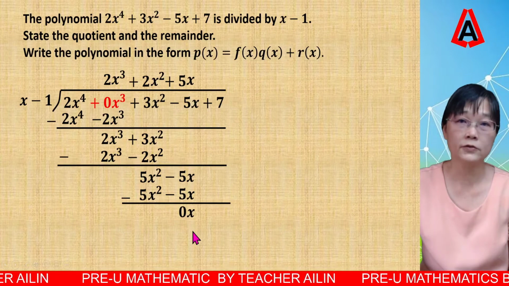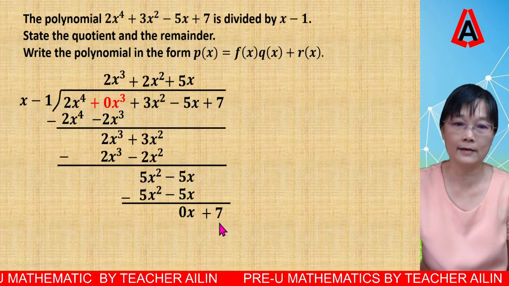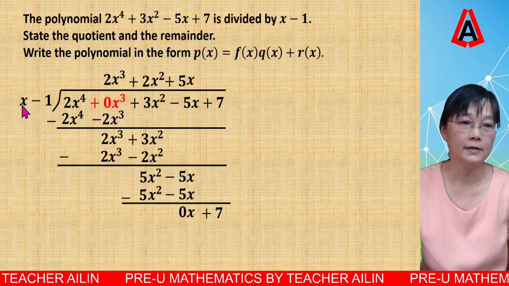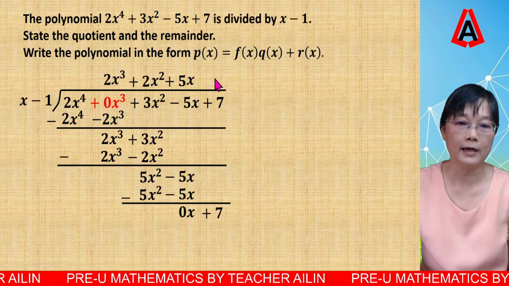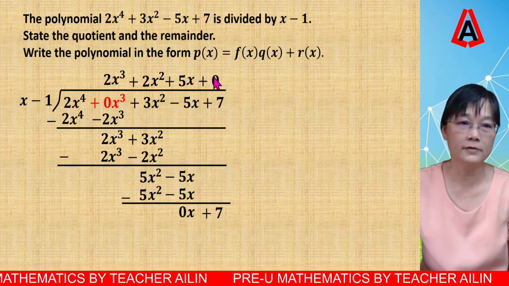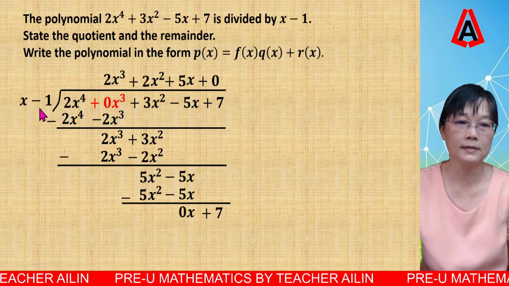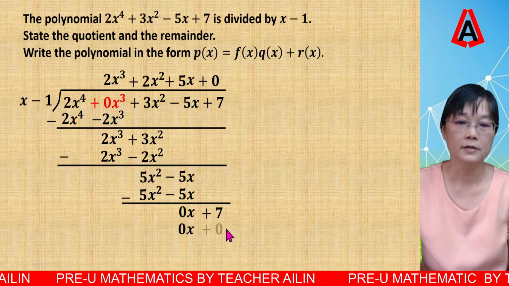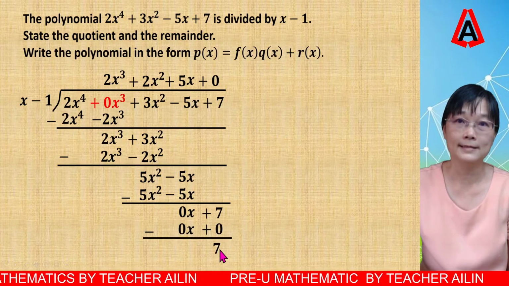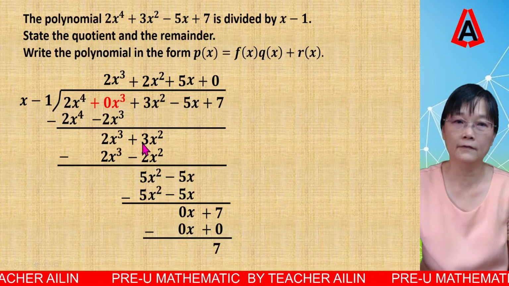Now we proceed to the final step, where we pull down the plus 7 and repeat the same process. So this one, x times what gives 0x? Definitely it is 0. So 0 times x is 0x. 0 times negative 1 is 0. So therefore, finally, when we minus, we will get 7. Okay, so now we have already finished the long division.